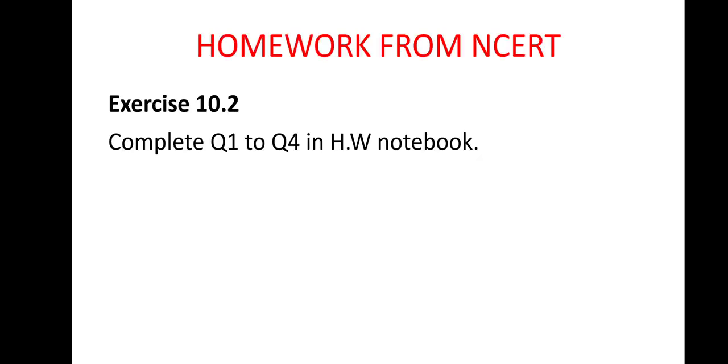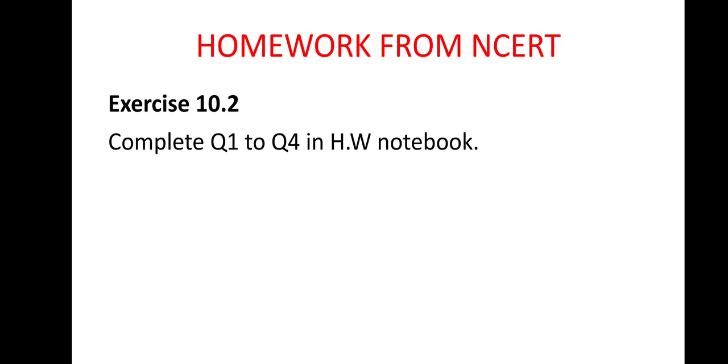Coming to the homework part. Students, I hope you must have gone through exercise 10.1, and I will be discussing the homework solutions for question number 4 in the next few slides. Then your homework is, you are supposed to complete questions 1 to 4 of exercise 10.2 in your homework notebook.